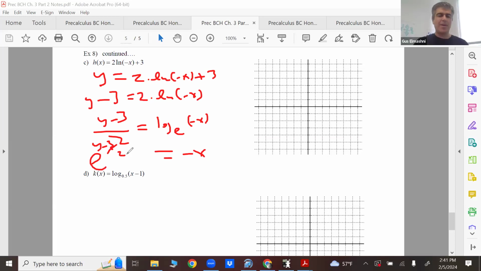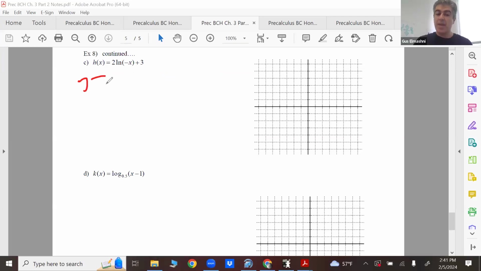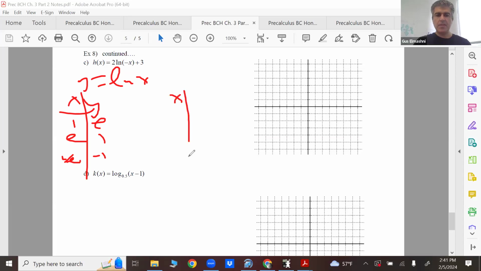Does this feel like a lot of work? I see what you're saying, but let's just look at the parent function, which is pretty obvious: 1 comma e, and then 1 over e comma -1. Well, you're going to switch the signs of x to be negative for sure, and multiply by 2 and add 3. Multiply by 2 and add 3.